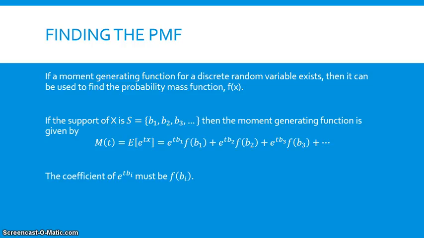Notice that we can find the support by looking at the exponents of our moment generating function and taking the constants that are multiplied by t in each of those exponential terms. So there's our support. And also notice that we can find the probability of x taking on each of those values in the coefficients for those terms. So the coefficient of e raised to the t times b sub i power must be equal to the PMF, little f, of b sub i.